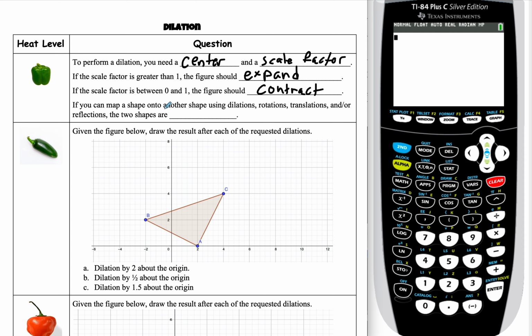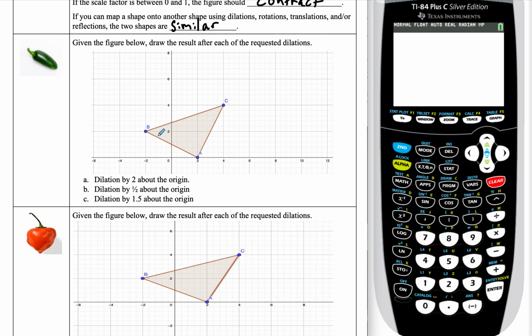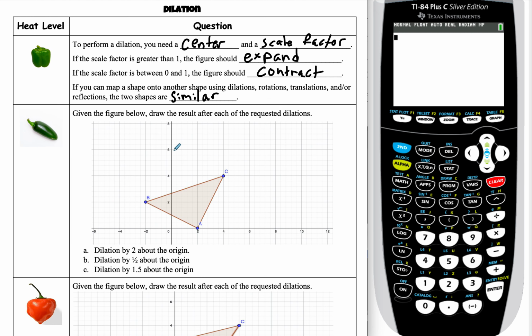If you can map a shape onto another shape using dilations, rotations, translations, and reflections, or at least a combination of them, the two shapes are said to be similar, okay? That was our introductory geometric definition of similarity. So I'm going to show you some transformations, but not all of them. I'm going to show you one of them about the origin, and then one of them about a non-origin point, okay?